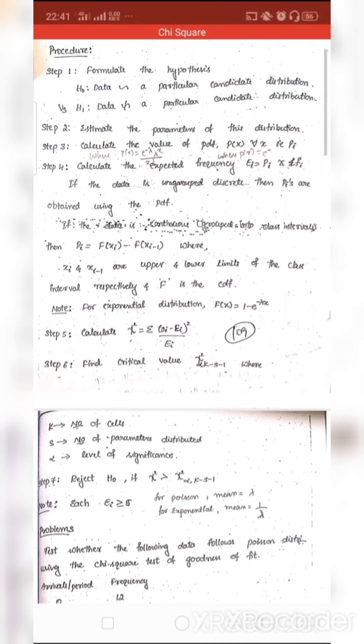Step 7: Reject the hypothesis if chi-square is greater than the critical value, that is chi-square alpha comma k minus s minus 1. Note, the expected frequency must be greater than or equal to 5. For the Poisson distribution the mean is lambda, and for the exponential distribution the mean is 1 by lambda. Remember this.